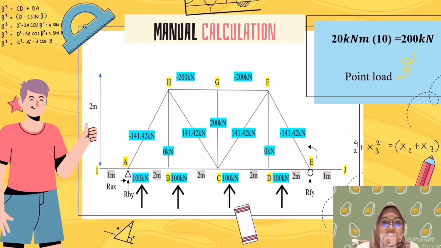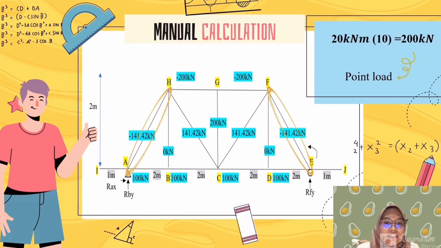Next, the internal force at members AH and EF, we get negative 141.42 kN, which is compression. For the internal force at member CG, we get 200 kN, which is tension.